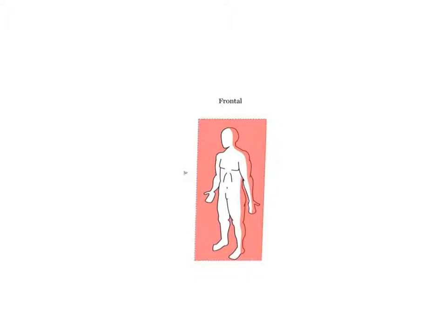Next one we're going to talk about is our frontal plane. So this is the one that separates the front of our body from the back of our body. So if this person is to do a side step this way or a side step this way, they would be moving through their frontal plane. Likewise, if they are to do a cartwheel, they are also moving through their frontal plane.